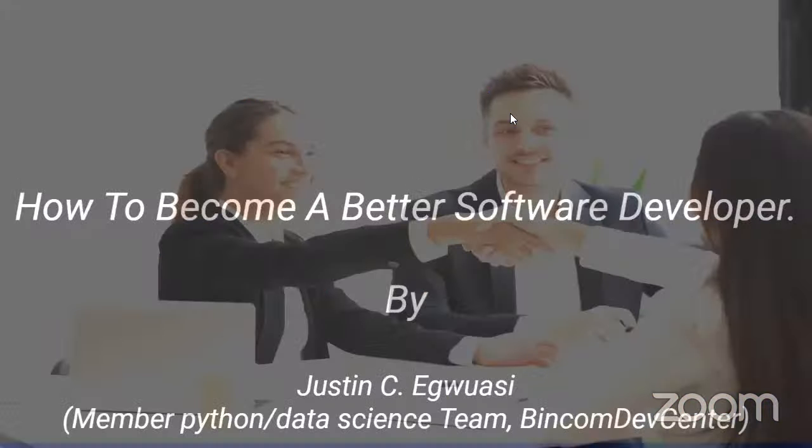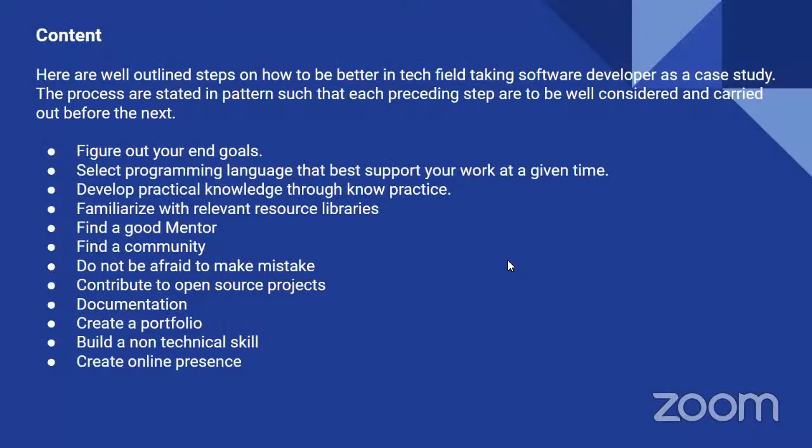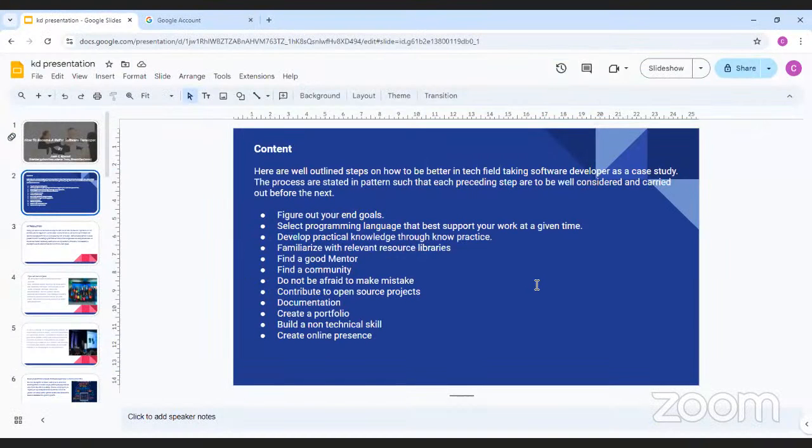Today, I've chosen the topic which is how to become a better software developer. That's our topic for today. Let's take a look at some of the things we've put in. Here, we're figuring out our end goals and selecting a programming language. It's one of the things we'll be talking about: the best programming language to support what we wish to achieve.